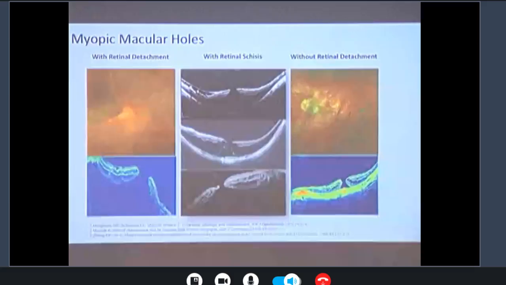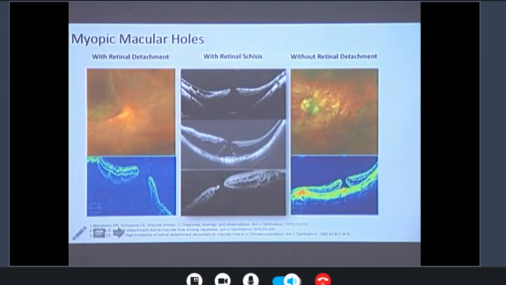Hello. Hi, good afternoon. Thank you very much. I'm going to be talking about surgical approach for myopic macular holes with retinal detachment. This is the scenario we can find when dealing with macular holes in myopic eyes. On the left, we can have myopic macular holes with an associated retinal detachment, a macular hole with a retinal detachment and schisis, or a simple macular hole without detachment. The most important and most challenging to treat are the first two on the left, when retinal detachment is associated with or without schisis.